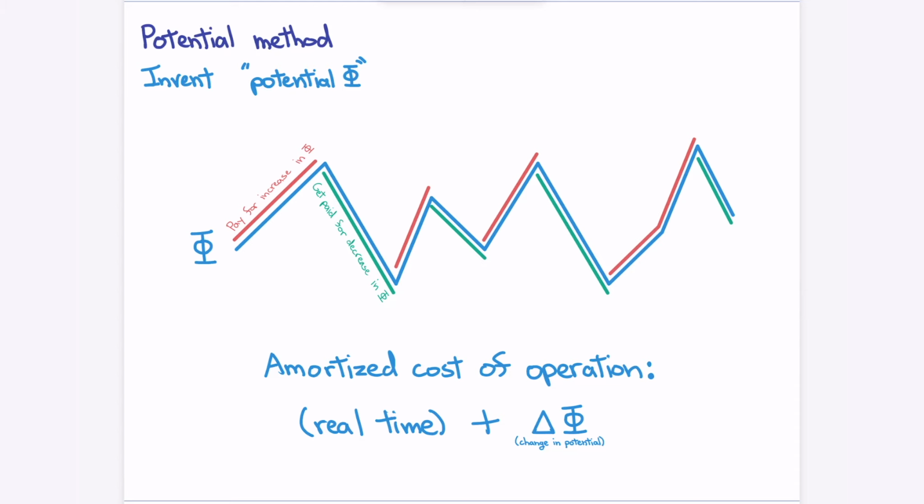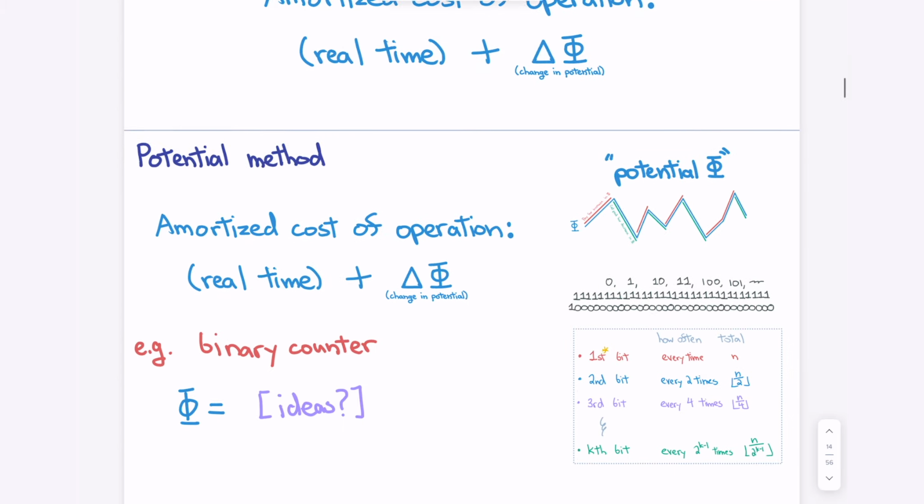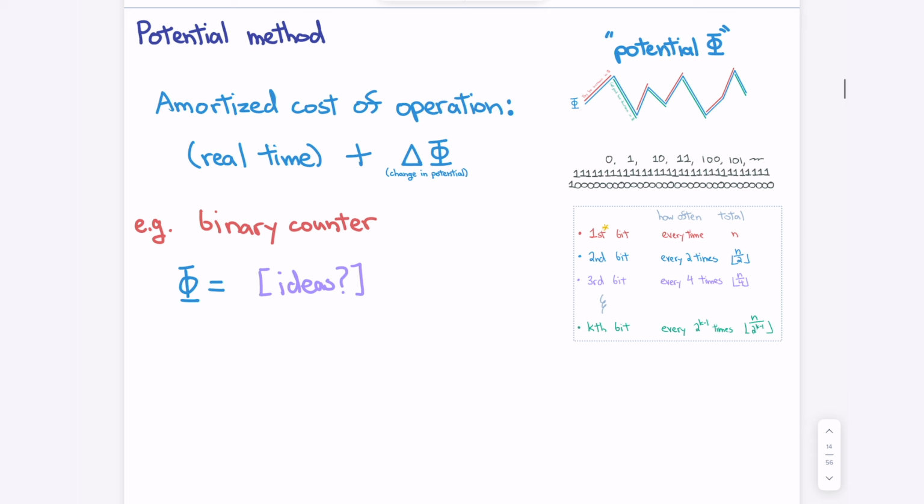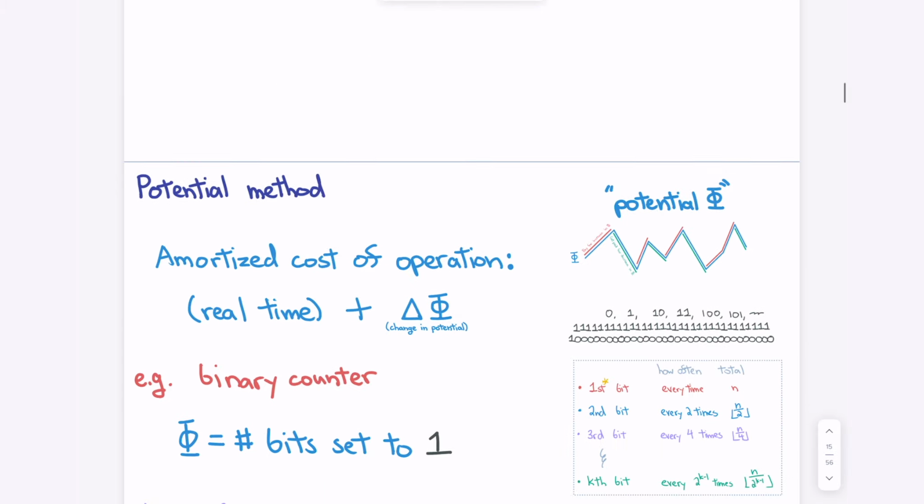So again, the first time we do this might be a little awkward. But still, for a binary counter, I want to come up with some kind of potential. It's something that describes the state. And I want this quantity to go down when I'm flipping a lot of bits, so that it offsets the bits I flip.